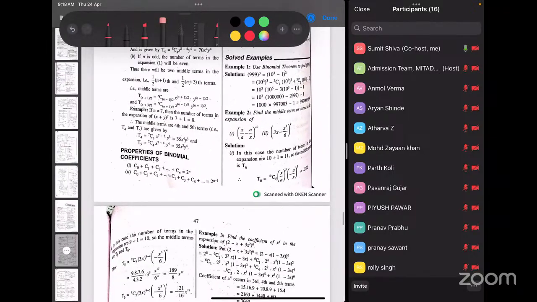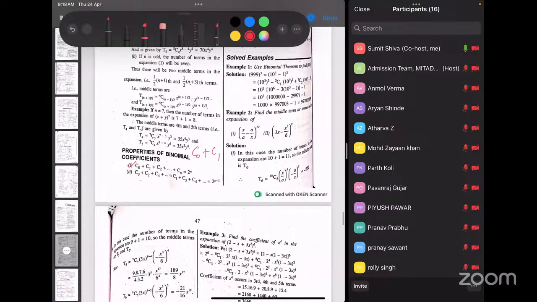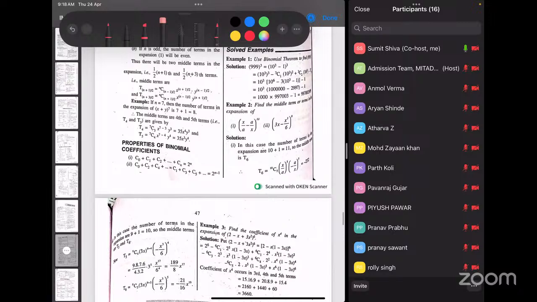Next is properties of binomial coefficients. I already told you nC0 plus nC1 plus dash dash nCn will be 2 raised to power n. In this expression, you can note that n is not written. It is simply C0, C1, C2, C3. C0, C1, C2, C3 is the same as nC0, nC1. n is not mentioned here, but it is there. Second, if you take the even side and the odd side, it will be half, 2 raised to power n minus 1. That is the second property.